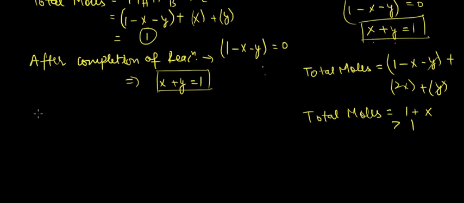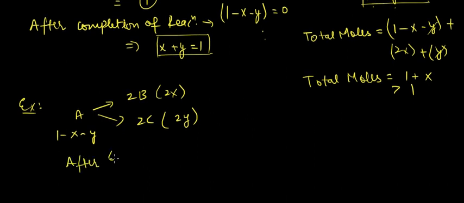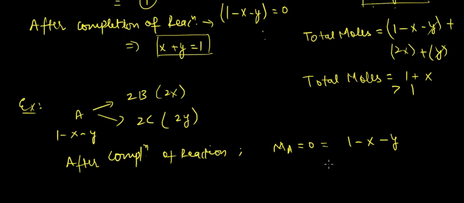Okay. And let's say we have another example, another parallel reaction in which we have A dissociating into 2B and 2C. Let's say X moles of A converted into B, so B would have 2X moles, and Y moles of A converted into C, which would have 2Y moles. So after completion of reaction, we know that A won't be present in the mixture, so the moles of A would be 0, which is equal to 1 minus X minus Y. So X plus Y would be equal to 1 here.